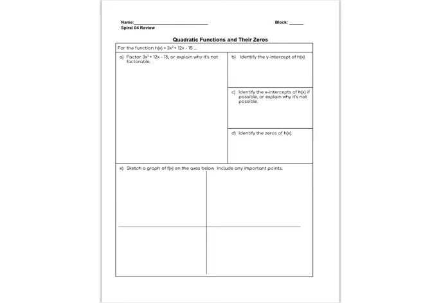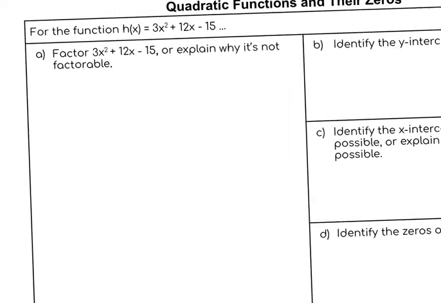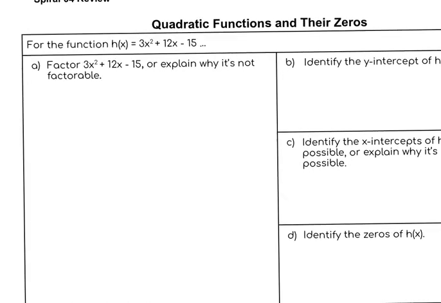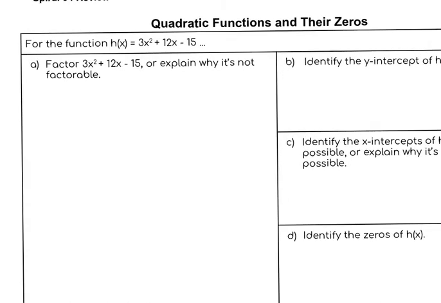We're going to start off with looking at quadratic functions and their zeros. This is the last time we're going to see this, so if you improve your grade here, that'll improve your grade in the first one as well. So we've got 3x squared plus 12x minus 15. We've got to do some stuff with this. First off, we've got to try to factor this or explain why it's not factorable.